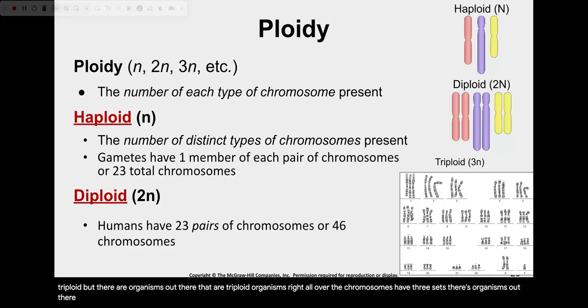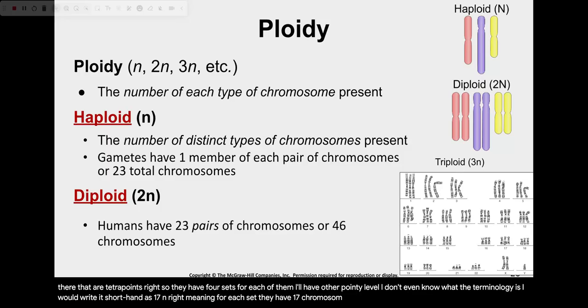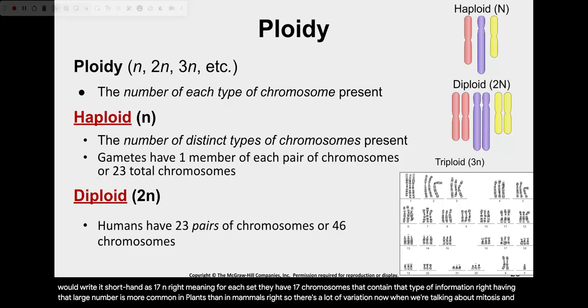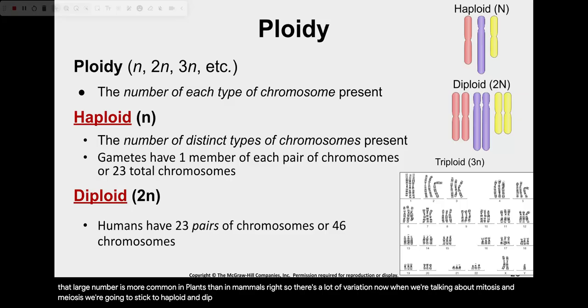There are organisms out there that are tetraploid, so they have 4 sets for each of them. There are organisms out there that have like 17 as their ploidy level. I don't even know what the terminology is. I would write it shorthand as 17N, meaning for each set they have 17 chromosomes that contain that type of information. Having that large number is more common in plants than in mammals. So there's a lot of variation. Now when we're talking about mitosis and meiosis, we're going to stick to haploid and diploid, and we'll briefly talk about triploidy in humans when we talk about mistakes in mitosis and meiosis.